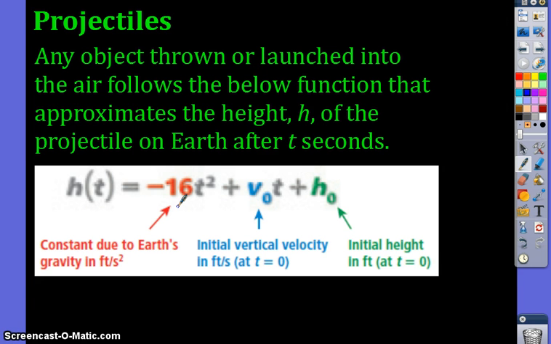Now this function isn't perfect. It doesn't take into account air resistance or wind. But in general, it's one that we use a lot, and it's still applicable. So let's look at a problem. It says, a soccer ball is kicked from ground level at an initial vertical velocity of 32 feet per second. After how many seconds will the ball hit the ground again?